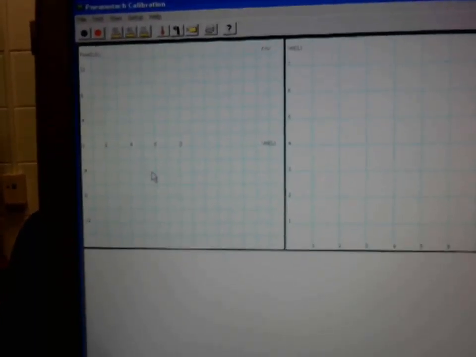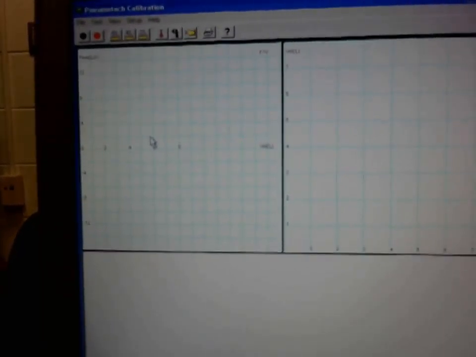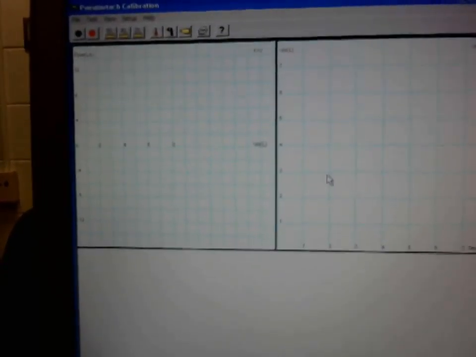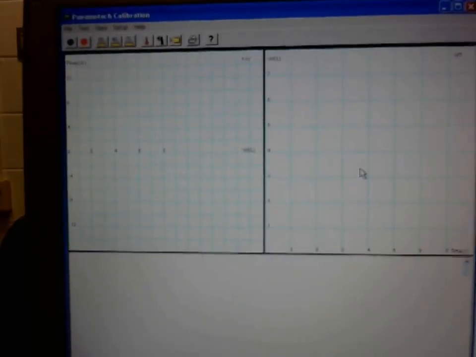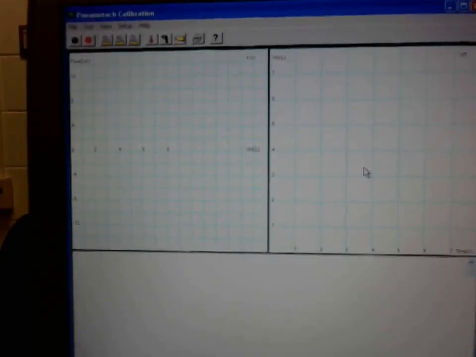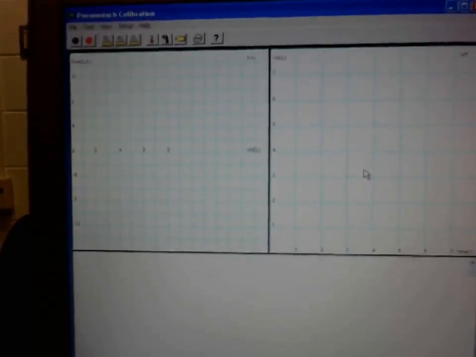And I have two different graphic displays here. This graph on the left is flow versus volume. And then the one on the right is volume versus time. So those are the two that we're going to look at when we do our calibration. So I'm going to move the camera back so that I can show you the rest of the equipment and how we're going to do the procedure.